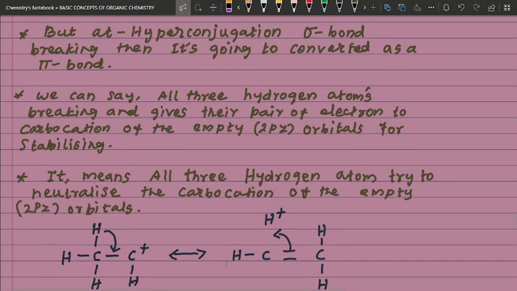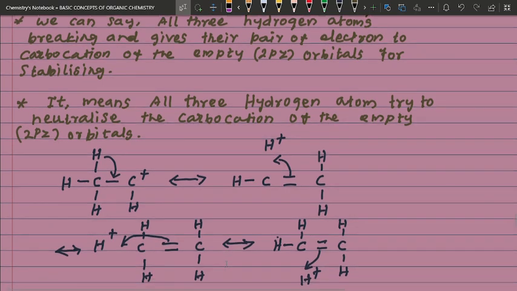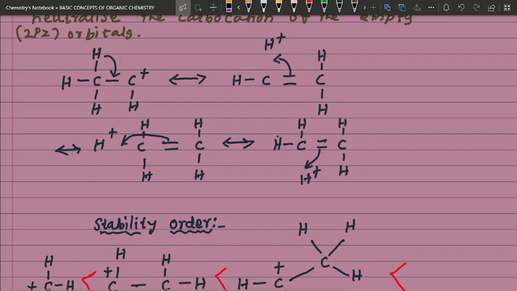Here we can say all three hydrogen atoms break and give their pair of electrons to the empty 2pz orbital of the carbocation for stabilizing. This is for stabilizing only. So that is why the sigma bond converted to a pi bond, because of stabilizing. It means all three hydrogen atoms try to neutralize the empty 2pz orbital of the carbocation. That's all. See here. This hydrogen-carbon bond breaks and approaches here. So now we get one pi bond. This sigma bond breaks and goes here as a pi bond. Here H goes out as an H plus ion.